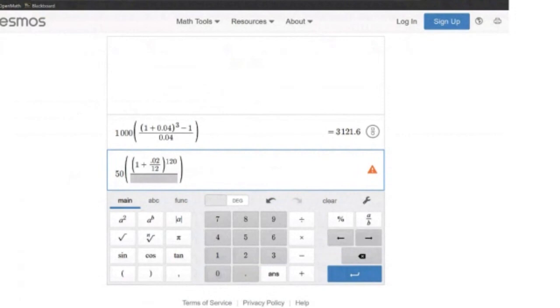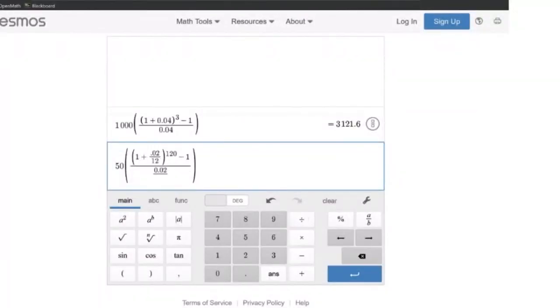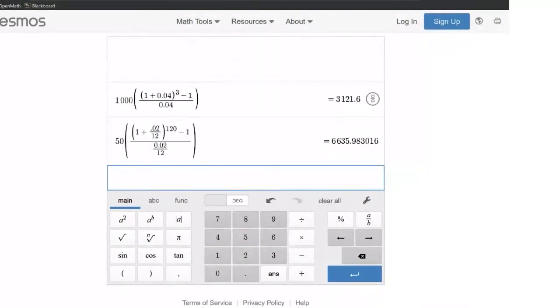120. Right arrow, minus 1 over 0.02 divided by 12. And yeah, that looks a bit silly, right? But it is exactly the same way I wrote it down on my paper. And so Desmos Calculator actually saves me quite a bit of work here by doing all this for me. And since we're talking about money, we'll round our answer to 2 decimal places.